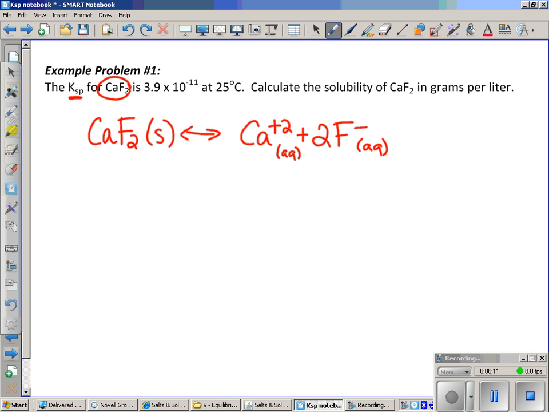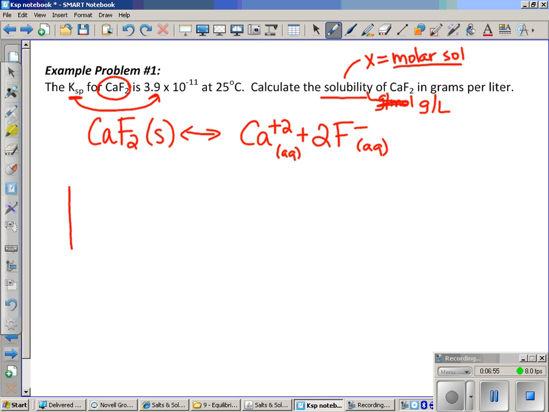That we definitely need. They've told us in this problem the Ksp value is 3.9 times 10 to the negative 11, and they want us to calculate the solubility. Since they've asked us to calculate the solubility, what we want to do is figure out the molar solubility. We're going to find x, the molar solubility, which I can then turn into regular solubility in grams per liter. I'm going to get it in moles per liter, and then I'll convert it.